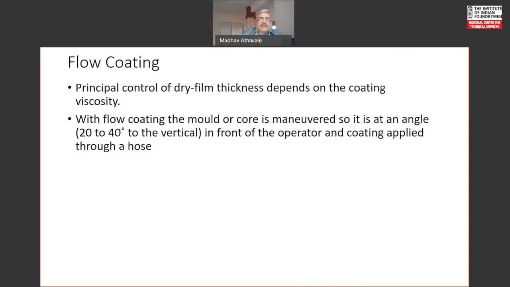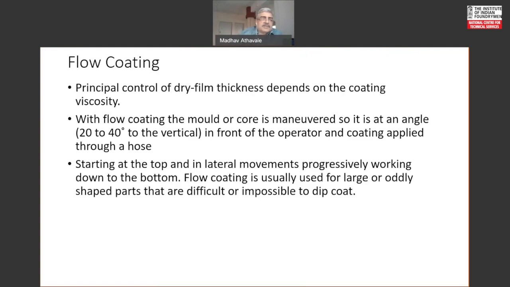Now, with flow coating, the mold and core is maneuvered by using either manipulators or overhead cranes, or sometimes relatively small cores you may do by hand as well. So it is held at an angle of 20 to 40 degrees to the vertical in front of the operator, and coating is applied through the hose. We'll see a few pictures.